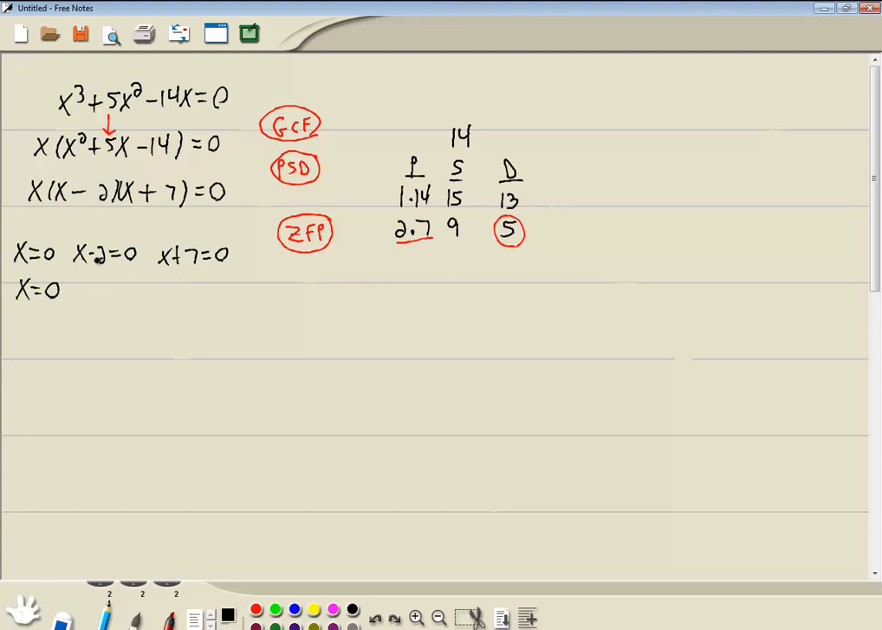So I got x equals 0, take negative 2 over, we get x is equal to positive 2, take the 7 over, it becomes a negative 7. And those are our three answers.